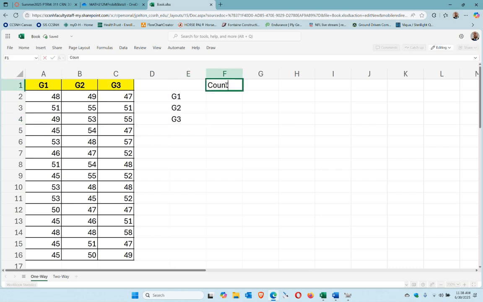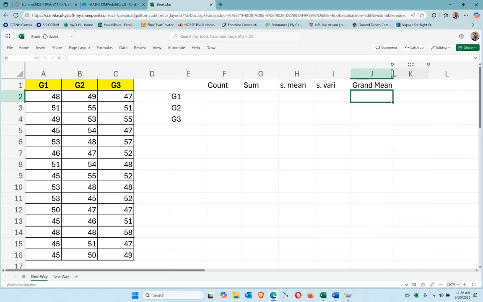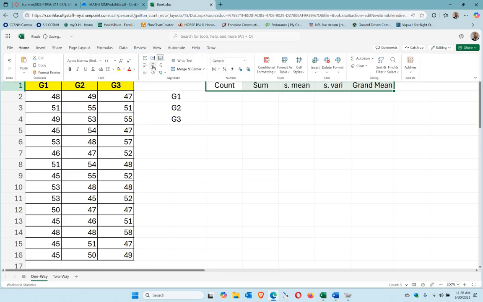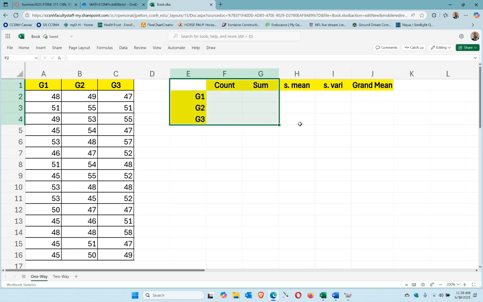And we need the count, the sum, the sample mean, the sample variance, and the total, or grand mean, they call it sometimes, or total mean. That's what we're going to need. So we'll center those out, bold them, yellow. These ones I think we're going to right shift them, bold and yellow. And then we can box that up.